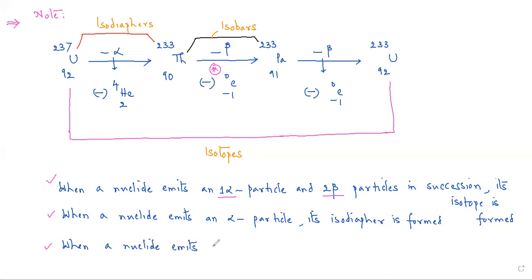See, when a nuclide emits a beta particle, its isobar is formed. Of course, this all comes under nuclear chemistry, but still, I just wanted to give this information because we all are very much aware of what alpha particle is and what a beta particle is, right? So check this out. Let me just give you some more information.